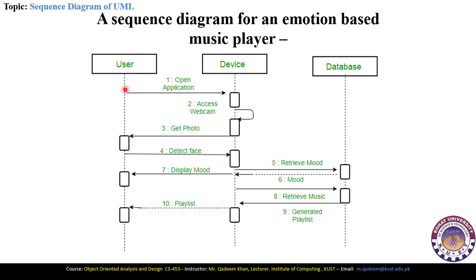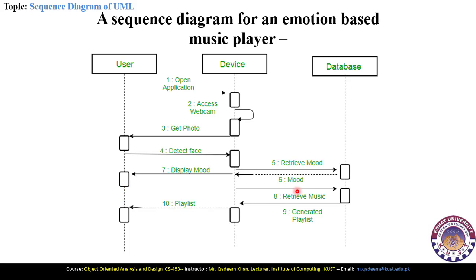First the user will apply to open the application on the device module, then the device module will call a self message to the web access, then get photo is provided to the user, and then the user will detect the face. That means the face will act as an input to the device module, and then the device module will take that face, retrieve the mode, and the mode will be searched in the database, and then the mode will be provided to the device module, and the device module will display the mode to the end user module. That will maybe be a user interface module.